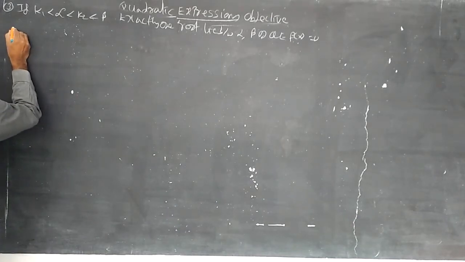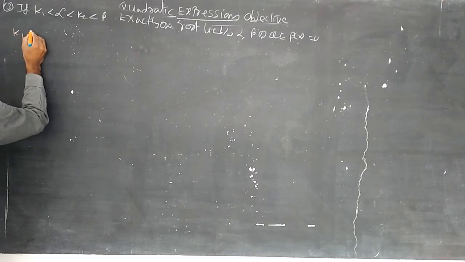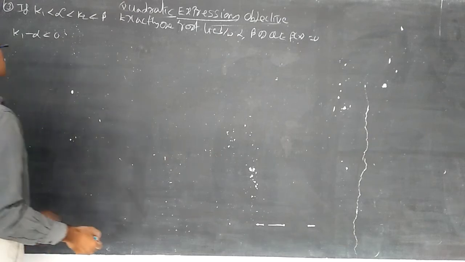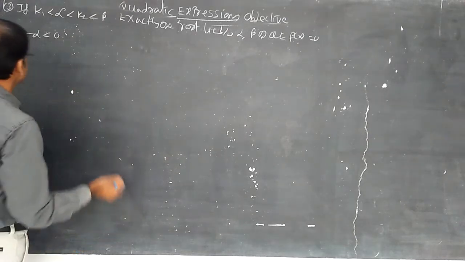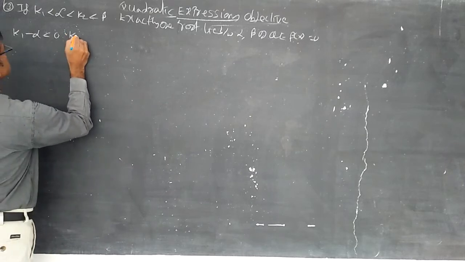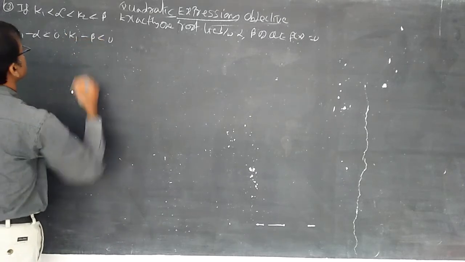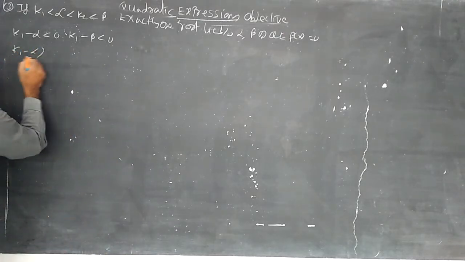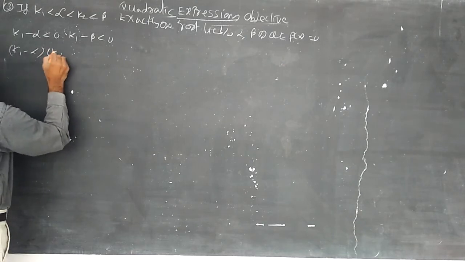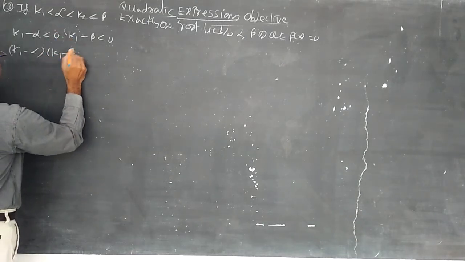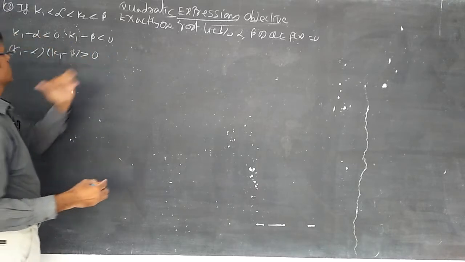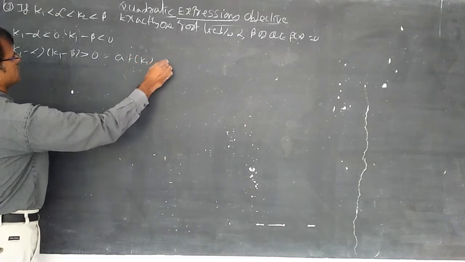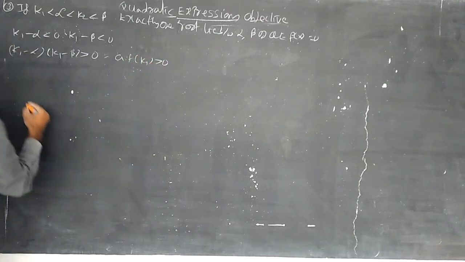K1 less than, right, cases now. K1 minus alpha less than 0. We should discuss K1 separately and K2 separately. K1 minus alpha less than 0, and here K1 minus beta less than 0. So multiply both: K1 minus alpha into K1 minus beta greater than 0. This is the first condition. You can understand this as a into f of K1 greater than 0.